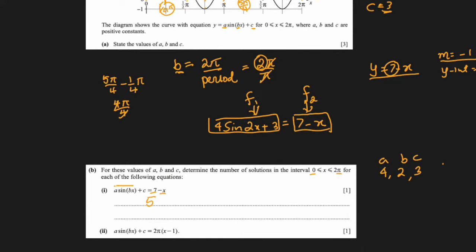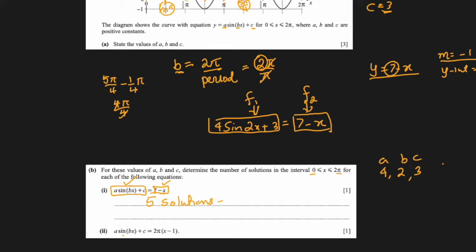So what I did, I made this one a function, this one a function, and since I knew the graph of this one, I drew a graph of this one and saw how many times they cross each other, and that's why I decided it has 5 solutions.